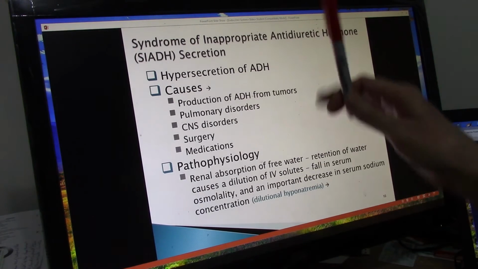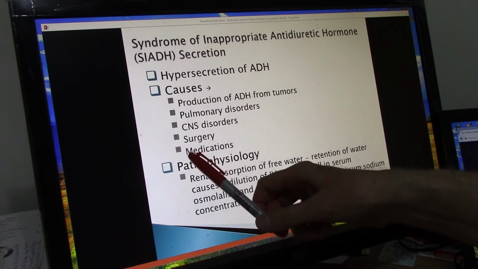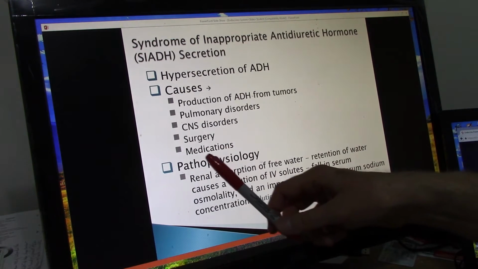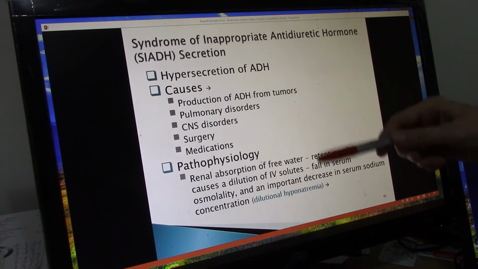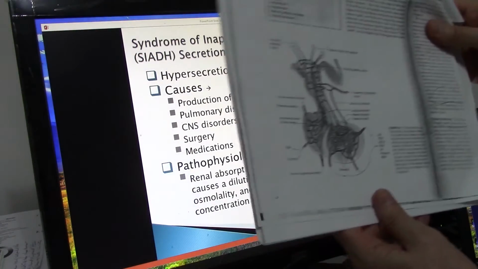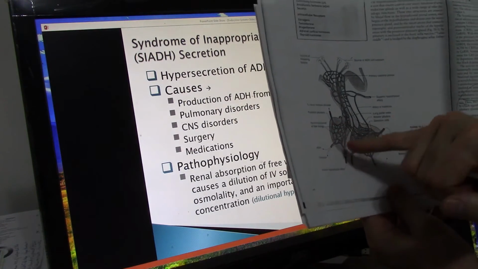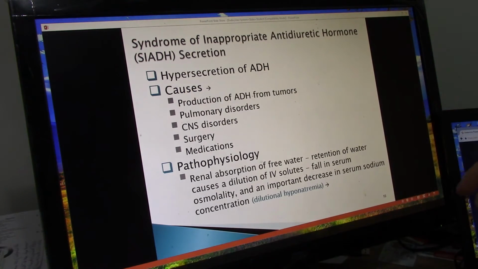Okay. Now, what might cause this? Well, central nervous system disorder as a result of surgery. Certain medications can throw us into a hyper ADH condition, or if you have a tumor. If there was a tumor in the posterior pituitary, it would just be spewing out ADH without any regulation.